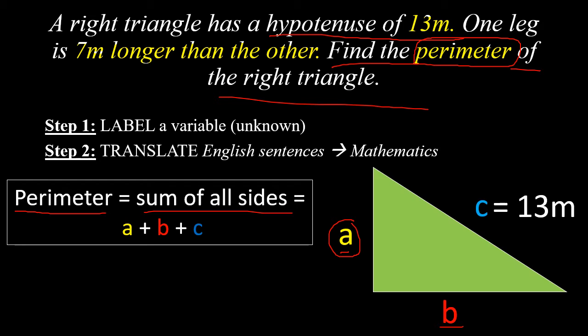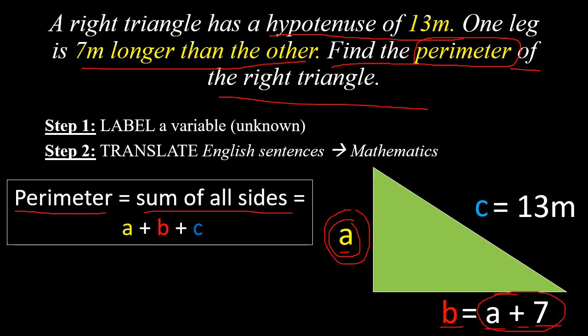Well, if we know that one leg is 7 meters longer than the other, then that means that leg B must be A plus 7, right? It's the length of A plus 7 more. It's 7 meters longer than the other. Okay, so that leaves us with our variable named A. So we have one leg, which we're calling A, leg B, which we're calling A plus 7, and we know that the hypotenuse is 13 meters, okay?